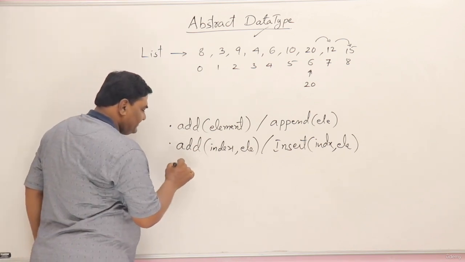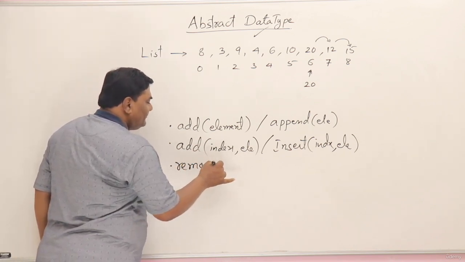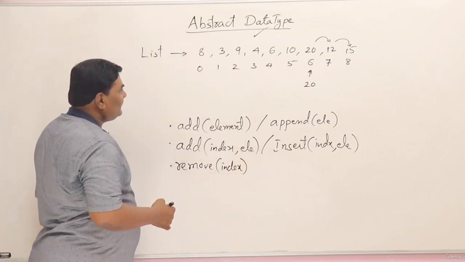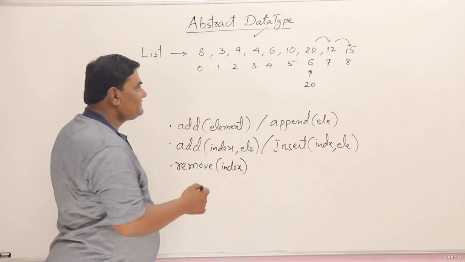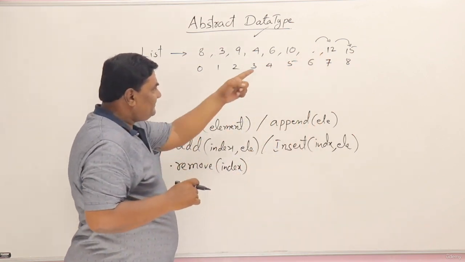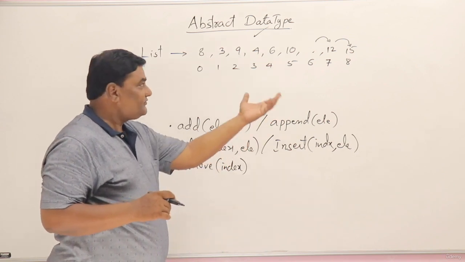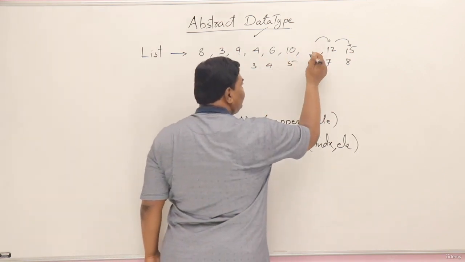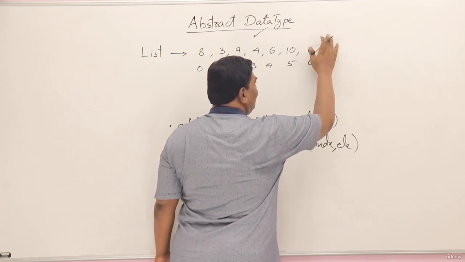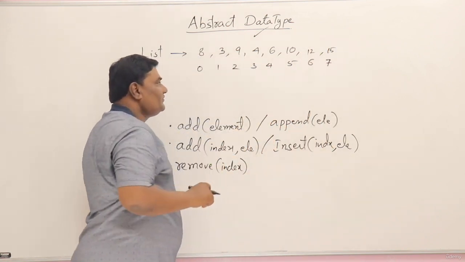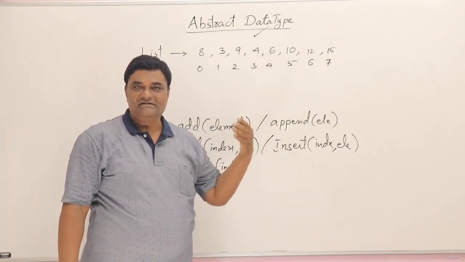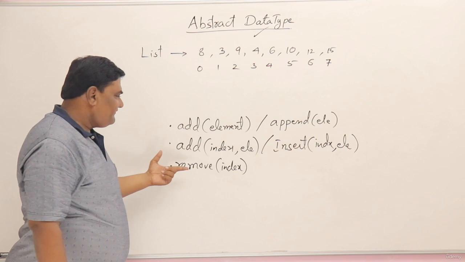Then next, remove. Removing an element. Which element you want to remove, you must give an index. Suppose I want to remove 20, the one I have inserted just now. So this 20 should be removed. When you remove 20, that place will be vacant in the list, so we have to shift the rest of the elements. So 12 should come here and 15 should come here. So I'll have a total of 8 elements indexed from 0 to 7. So that's all, removing one element. The rest of the elements are still part of the list. Removing from a given index.